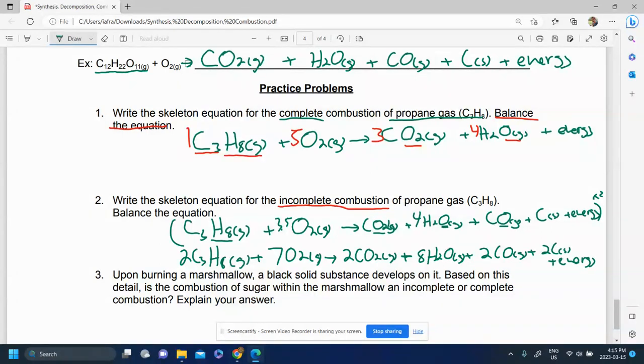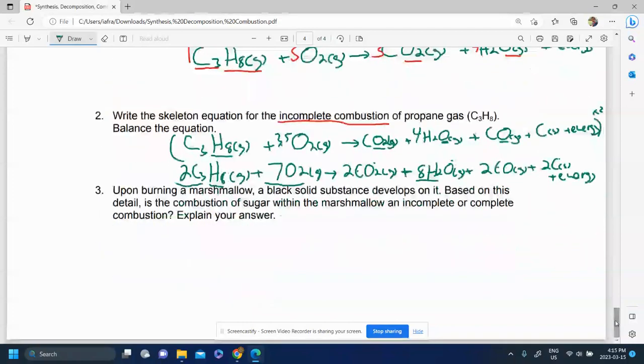And we can go and check if everything works out. So we have 6 carbons. Over here we have 2, 3, 4, 5, 6 carbons. We have 2 times 8, that's 16 hydrogens, 16 hydrogens. We have 14 oxygens, so that's 4 here, plus 8 here, that's 12, plus 2, 14. So that is our balanced equation for the incomplete combustion of propane gas.